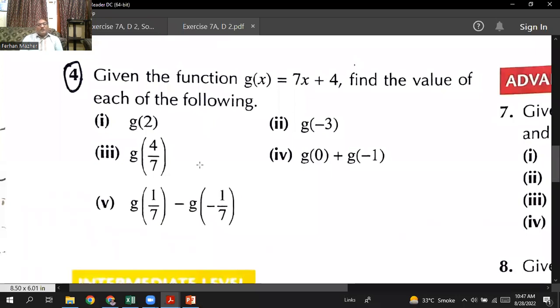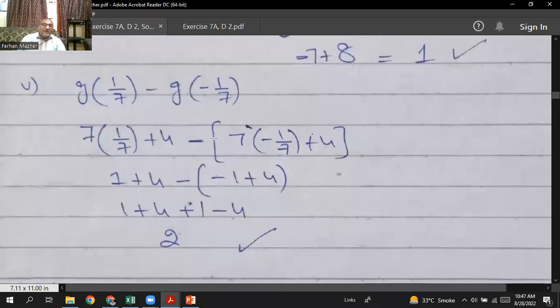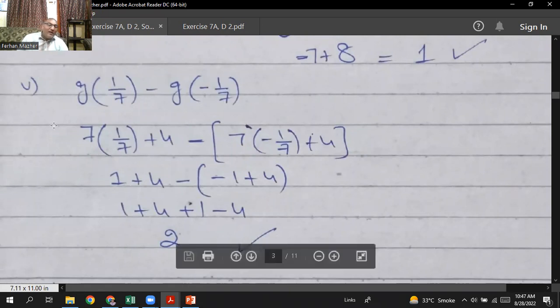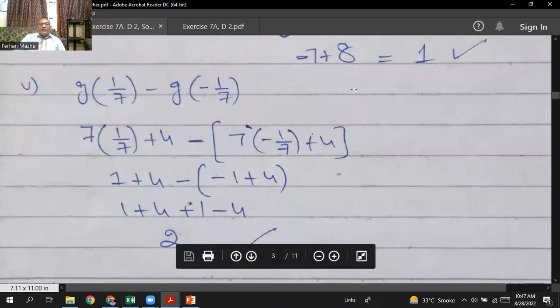Okay, the last part of this question is the fifth part. He says, find g of 1 by 7 minus g of minus 1 by 7. Okay, so we have now a negative between the two things, so that's why I put a square bracket here. In that formula, which was 7x plus 4, in the place of x I will substitute 1 by 7. So 7 into bracket 1 by 7 bracket close plus 4, minus this. Then I put a square bracket because this negative, which is outside, can change the signs.